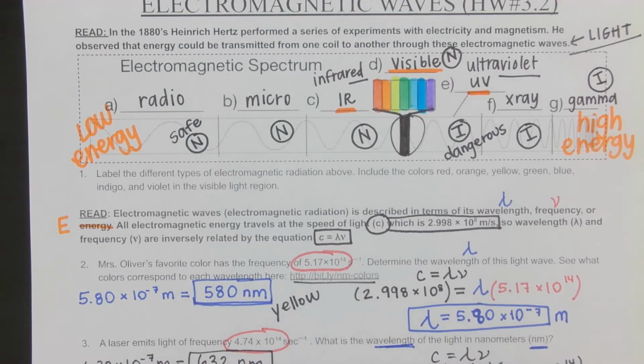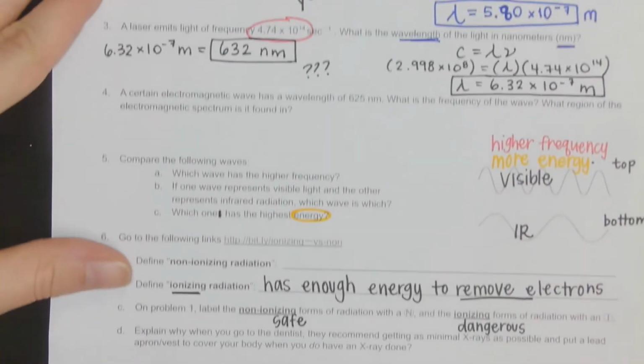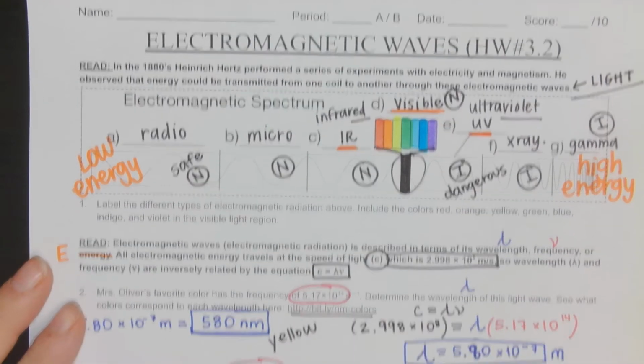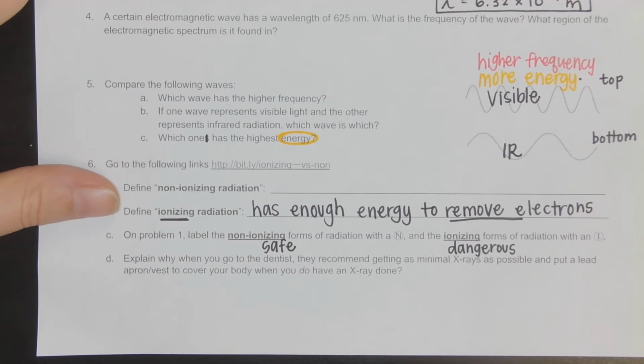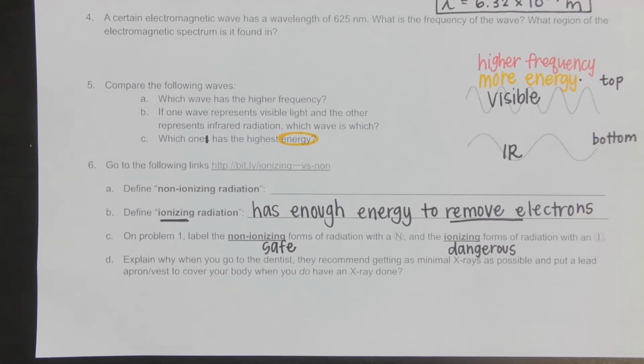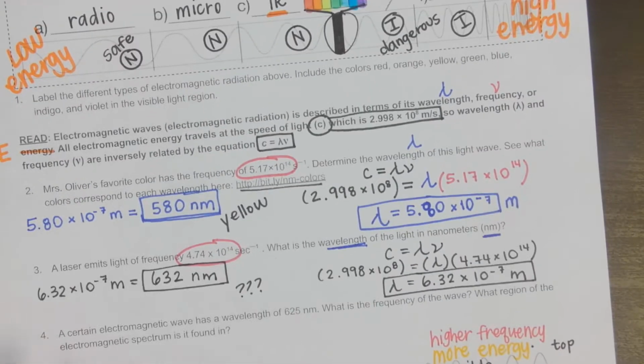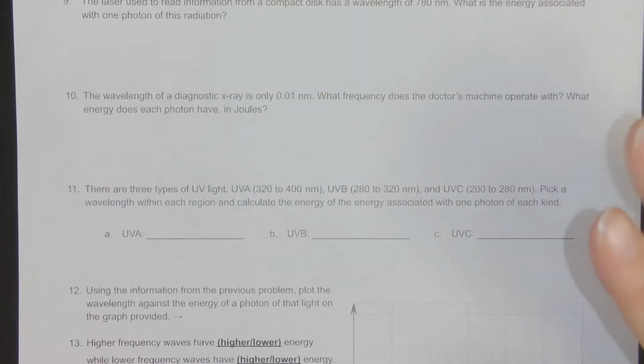So the very last question on the paper says, explain why when you go to the dentist, they recommend getting as minimal X-rays as possible, and they put that lead apron vest over you to cover your body if you do have an X-ray done. So this is basically trying to minimize your exposure to the ionizing or dangerous light. So this is the conceptual idea. Now hopefully when we move on to the calculations, it'll still make sense.